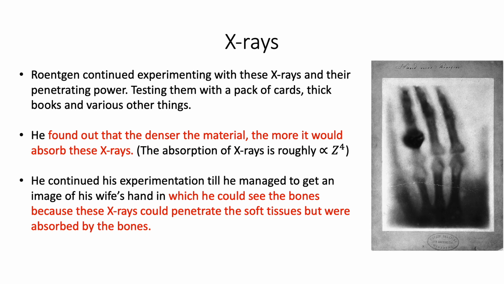And on the right side, we see the actual image that he managed to get of his wife's hand. But you also see a black bulge, and that black bulge is his wife Bertha's wedding ring that he probably gave to her.